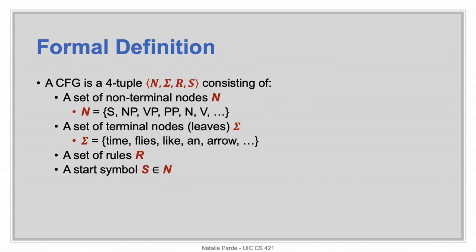So now that we've worked through a case example, we can quickly look at the formal definition for a CFG. A CFG consists of a set of non-terminal nodes N, where N contains all of the allowable constituent types in your grammar. A set of terminal nodes sigma, where sigma contains the allowable vocabulary words in your grammar. A set of rules R, and a start symbol S, which is a member of N.